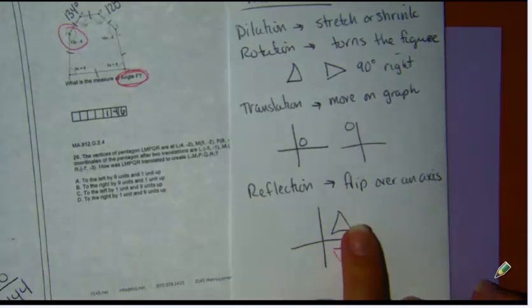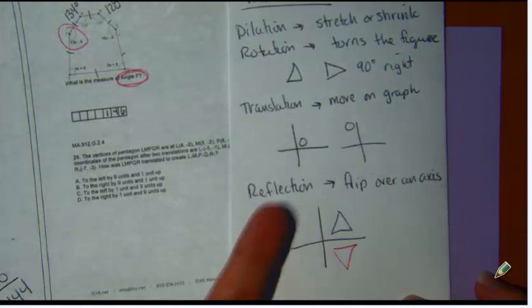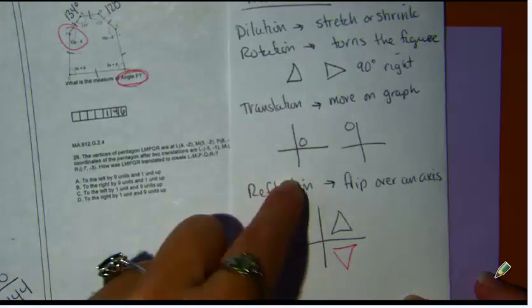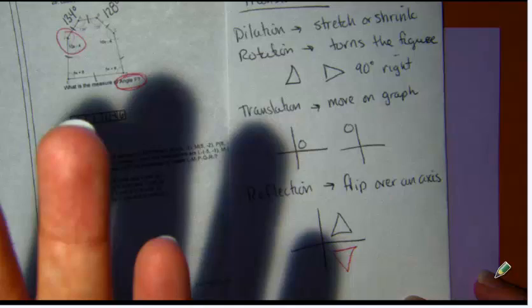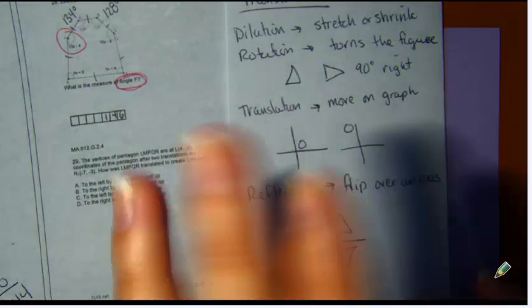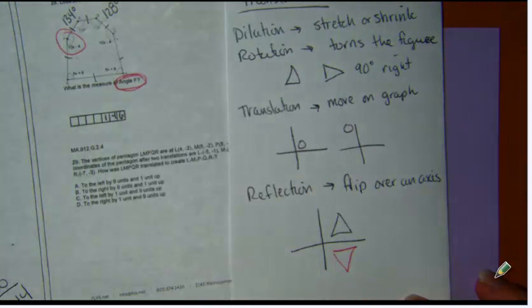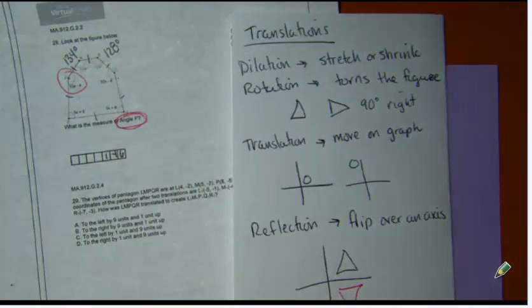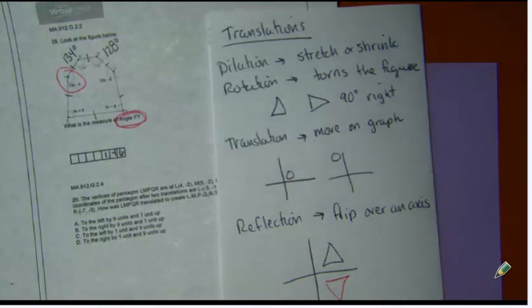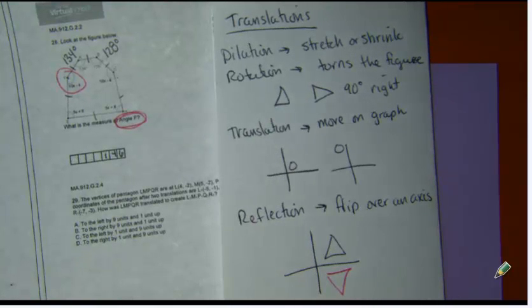Or you could flip it over this axis and it would look the same because the triangle would be the same on both sides, an isosceles. But if it was a different kind of shape, it might look different if you reflected it over the y-axis. So basically you just take it and you flip it over the axis like that. Okay, so those are the different kinds we have. Any questions about what those do?